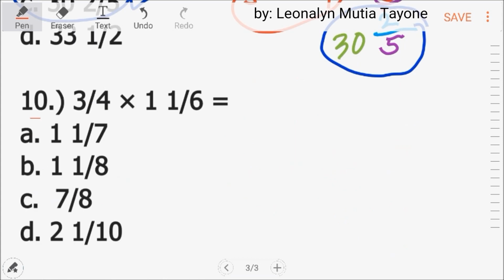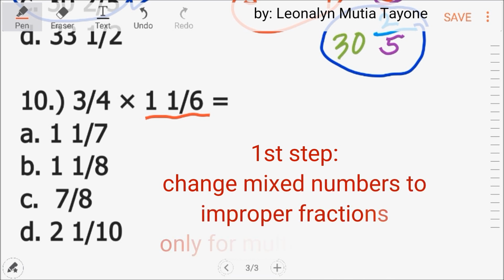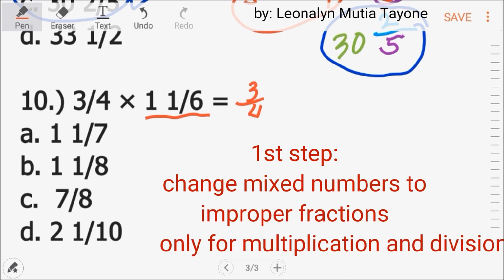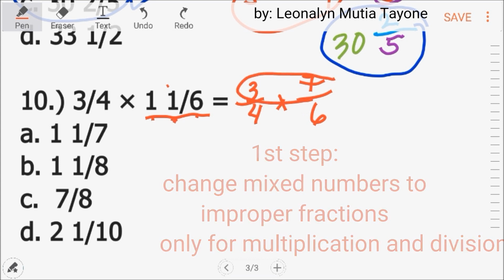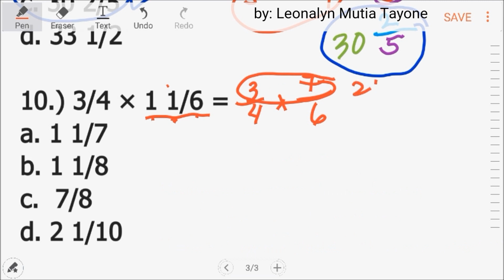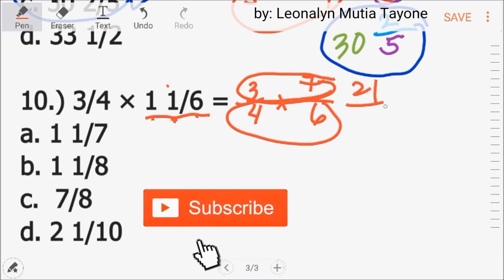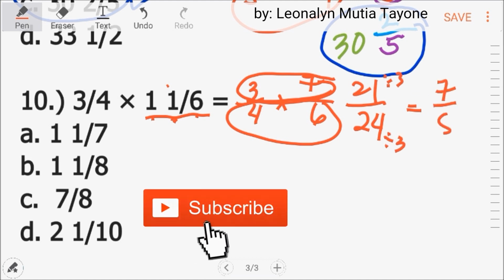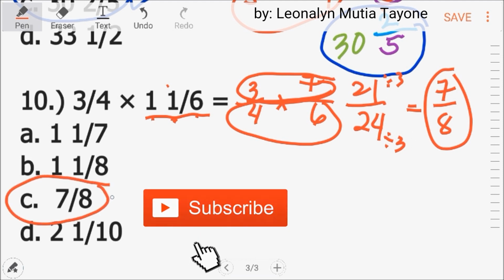Letter C. Number 10. 3/4 times 1 and 1/6. We have mixed numbers again. Let's make it an improper fraction first. Copy 3/4 times 6 times 1 equals 6 plus 1 equals 7. So 7 over 6 is the equivalent. Now we can multiply. 3 times 7 equals 21. 4 times 6 equals 24. The greatest common factor of the two is 3. So let's divide by 3. This is 7. We divide the other by 3. This is 8. So the answer here is letter C, 7 over 8.